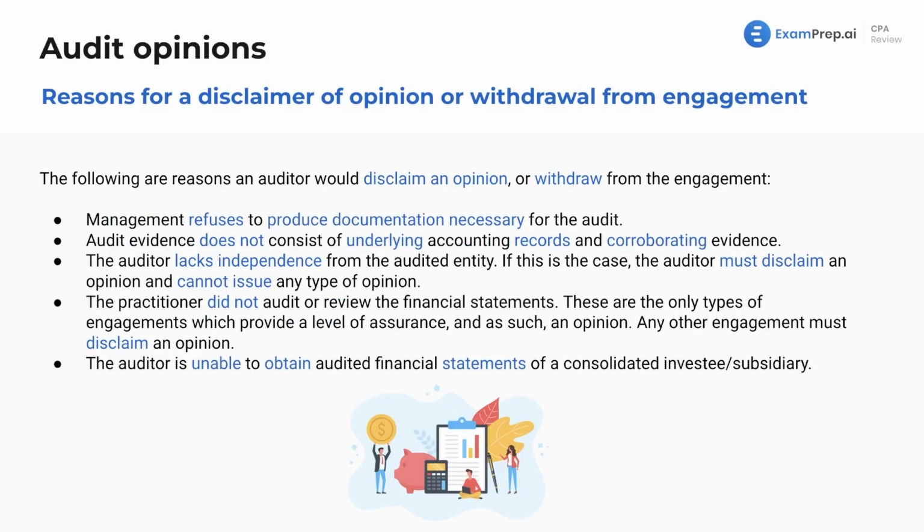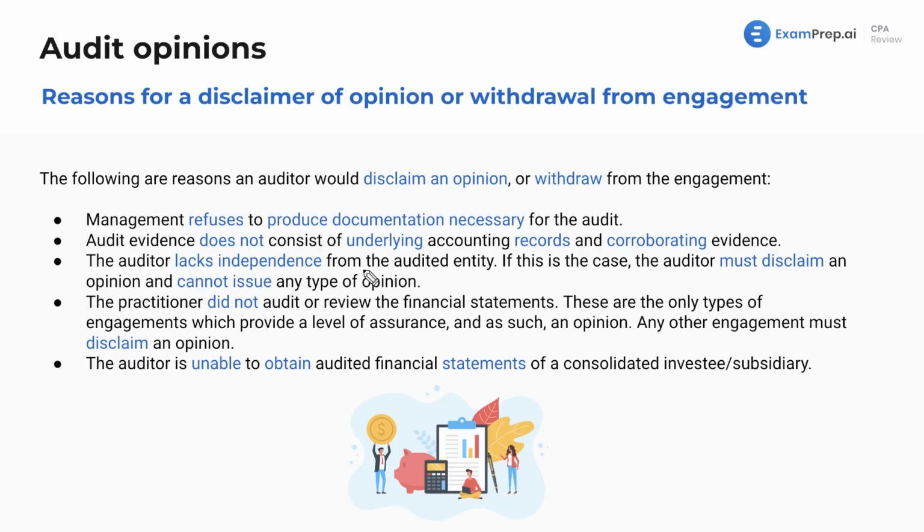Some more. Management refuses to produce documentation necessary for the audit. That's problematic. Audit evidence does not consist of underlying accounting records and corroborating evidence. Well, yeah, you need to base it on something. You need to base it on that. The auditor lacks independence. Well, that's a problem. You should have probably determined that earlier on. But things can change, right?